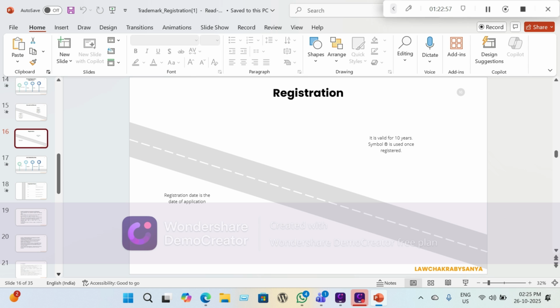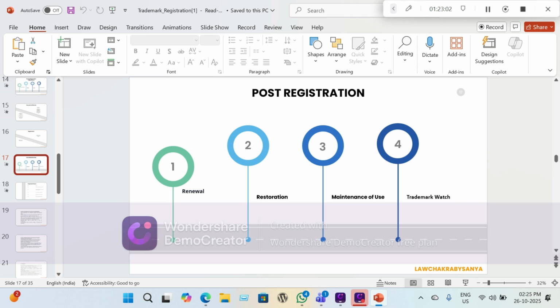So post registration is on the next slide. The post registration compliances, or the post registration steps that you must take. First of all, you must renew. You must renew 1 year before the mark is due for renewal, or within 6 months after the renewal date has expired, which is the grace period. If it gets abandoned or cancelled because you fail to renew it, you can also apply for restoration. Then you have to maintain the use of the trademark.